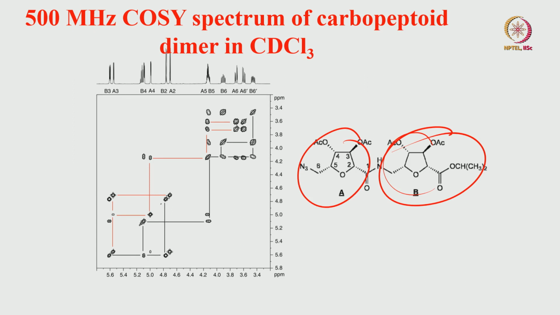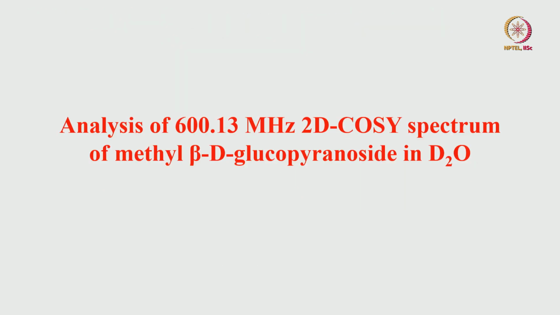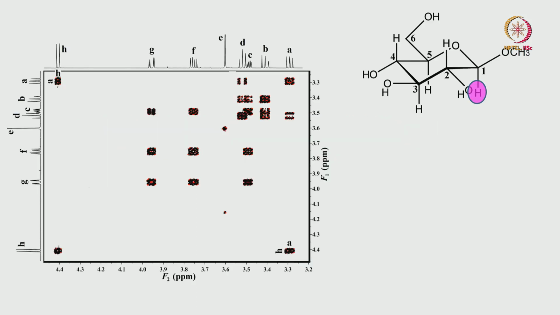You can assign for the other molecule. Even though it's a dimer, a bigger molecule, there are very slight differences in the chemical shifts of each of the cross peaks. Very easily you can make the assignment. So I hope by now you have got the idea how to go ahead and make the assignment. I will take the assignment of a molecule like this, a sugar-like molecule. It's a glucoside.